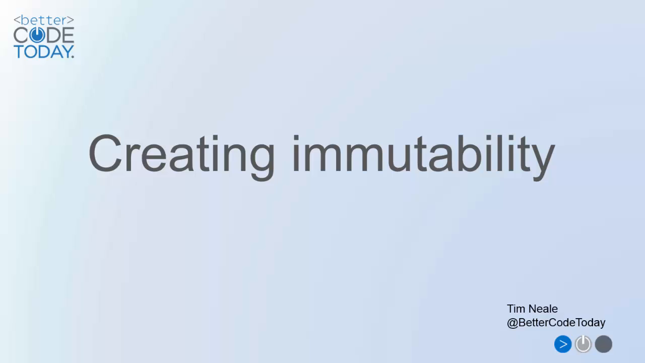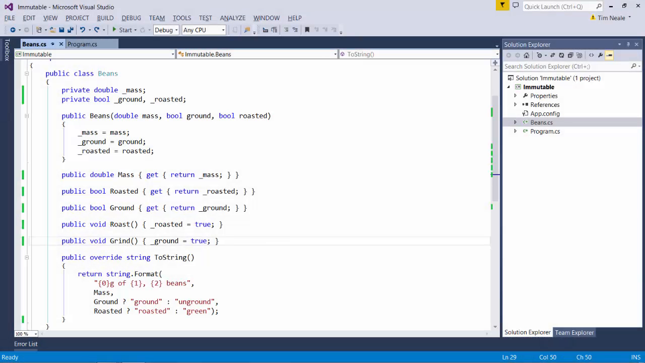So now let's have a look at how we can make a simple object immutable. I thought the easiest way to demonstrate creating immutable types would be to show you how to turn a simple mutable class into an immutable one.